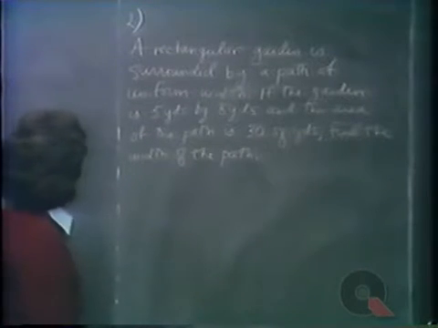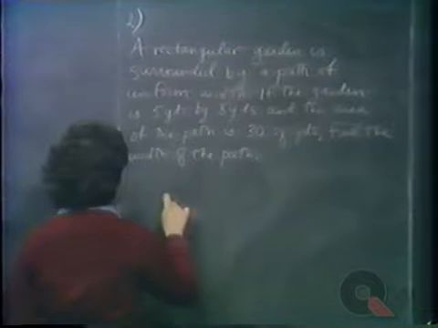In a problem like this, involving geometry, it's always a good idea to try to draw a picture so that you can actually visualize what's going on. All right. We're talking about a rectangular garden, and it's surrounded by a path of uniform width.